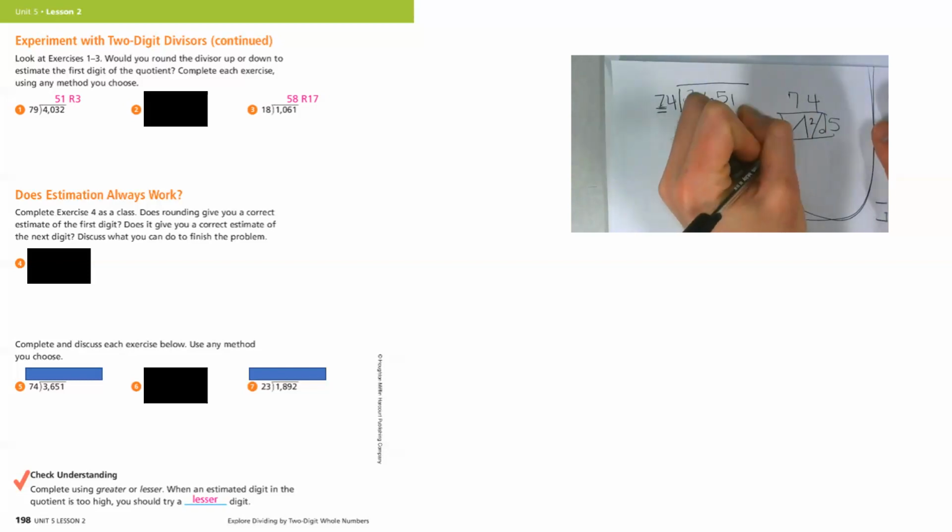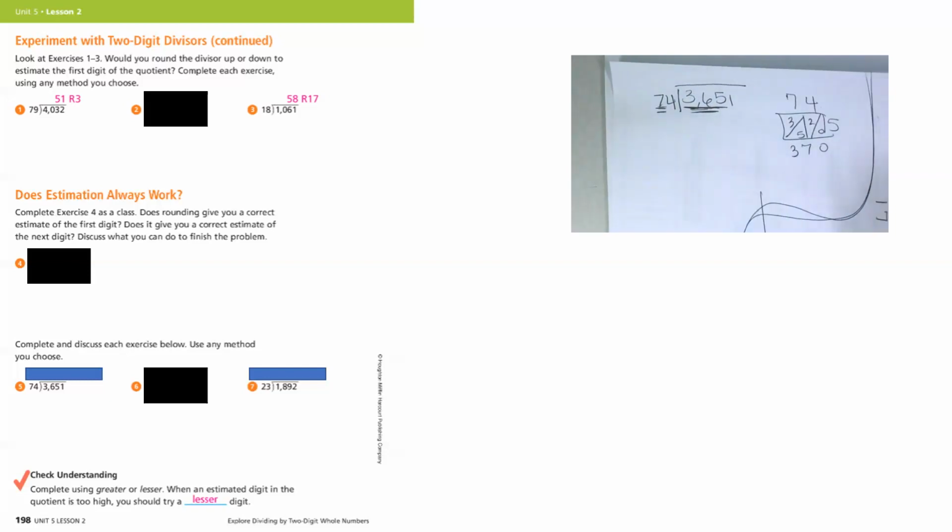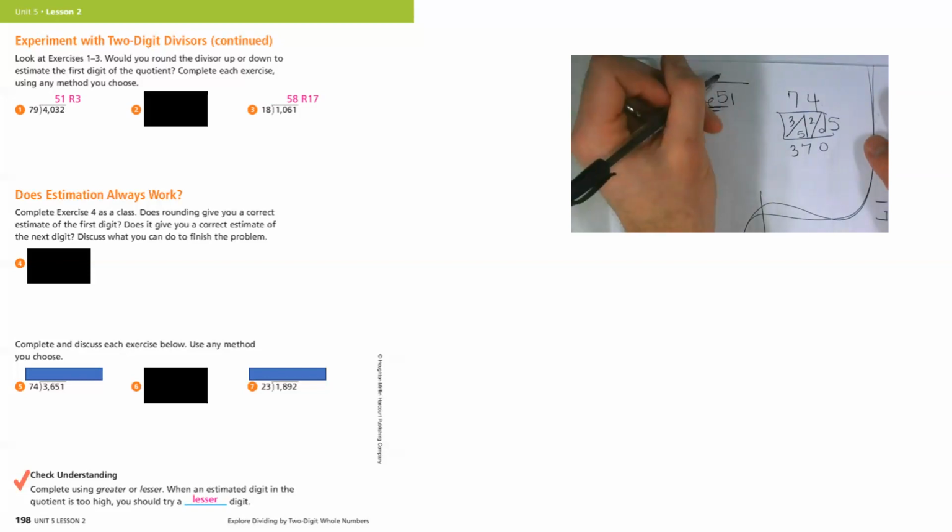20, 35, 370. Okay, so can I take away 5 groups? No, 5 groups is too many. You took away too many. So instead, I'm going to take away 4 groups. Now I can do 74 times 4, using any method, of course.